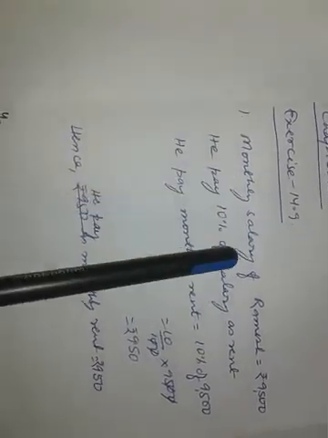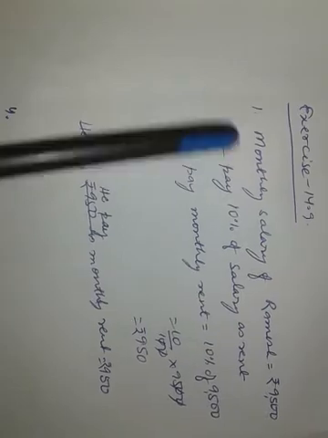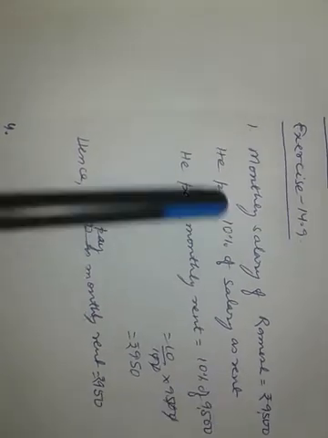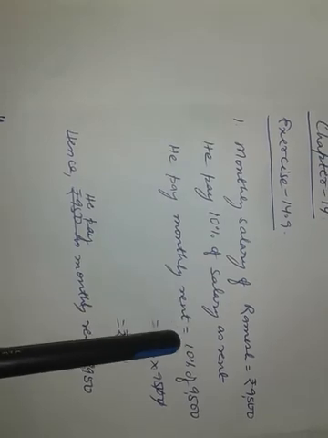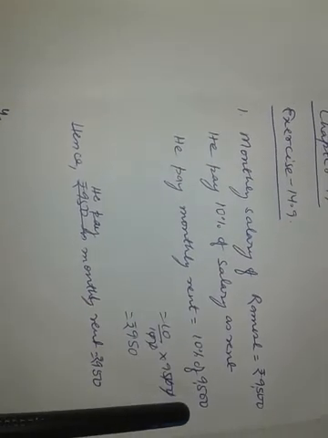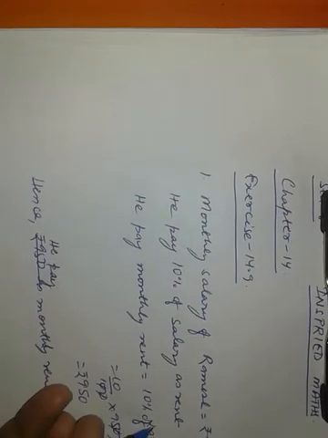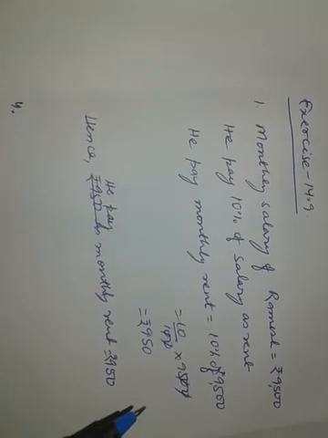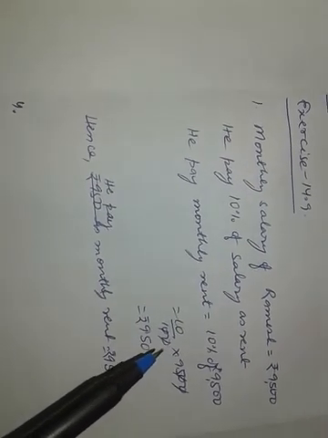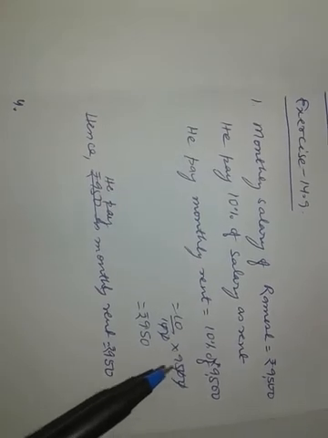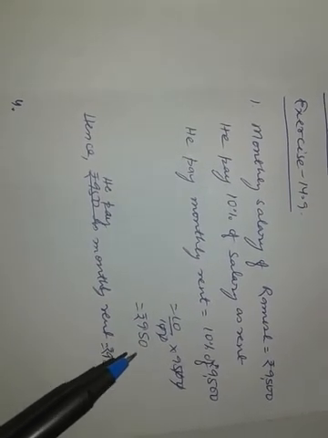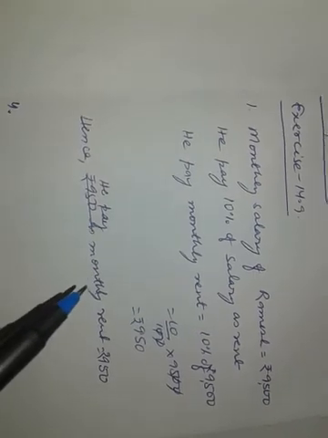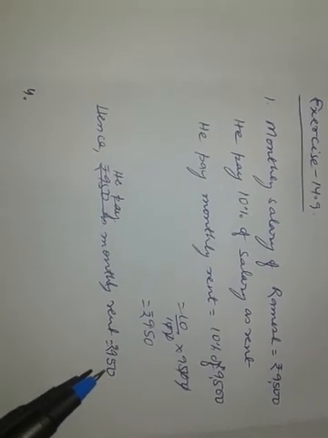So here we start. Monthly salary of Ramesh is 9,500. He pays 10% of salary as rent. His monthly rent is equal to 10% of 9,500, isn't it? I left out the rupees sign. How do we find this? As we did in exercise 14.8, first of all we change this into a fraction, 10 by 100 into 9,500. Now we cancel 0 and 0. We get 950 rupees. Hence the monthly rent is rupees 950.